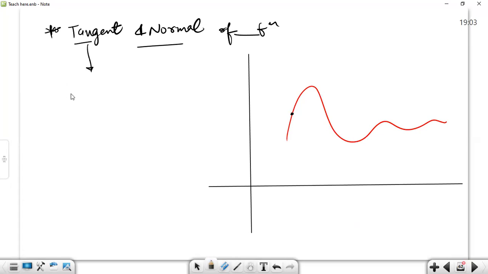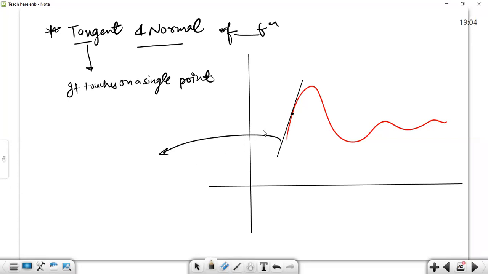A tangent, on any particular point, touches on a single point nearby. So drawing a tangent would be something like this, that it touches only once. This is a tangent, which is touching it only once. Now, for the equation of the straight line, and basically what is a tangent? From this, we can see that this is a straight line.